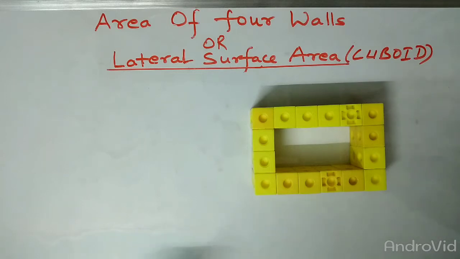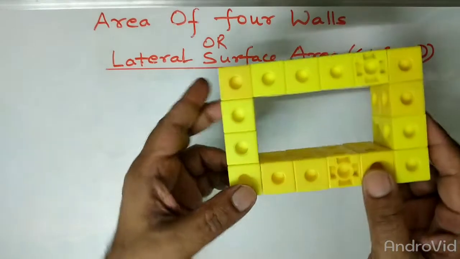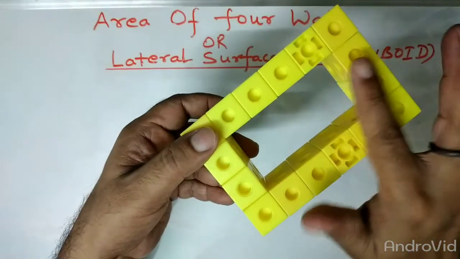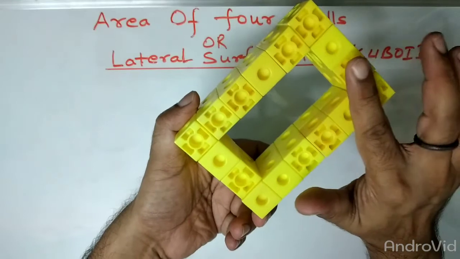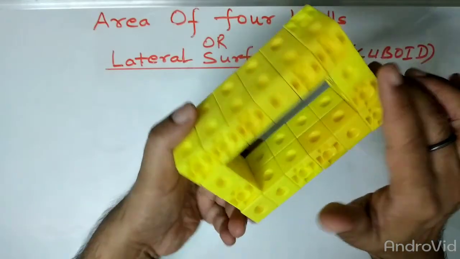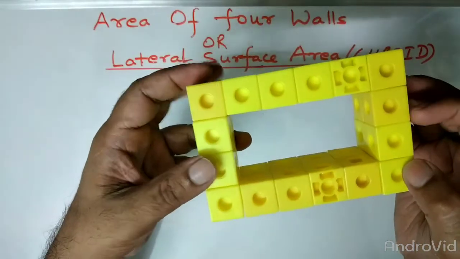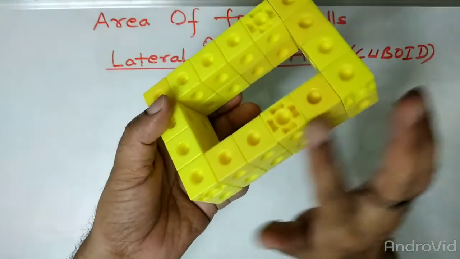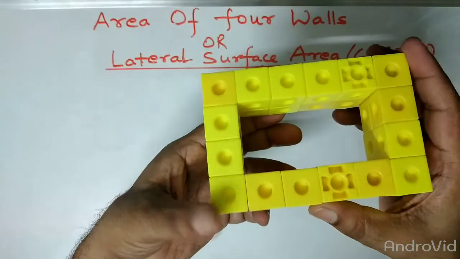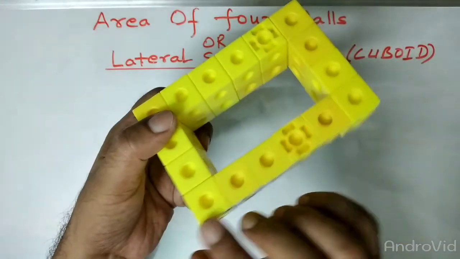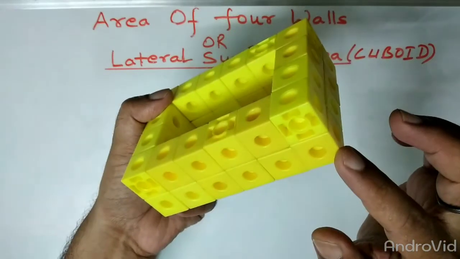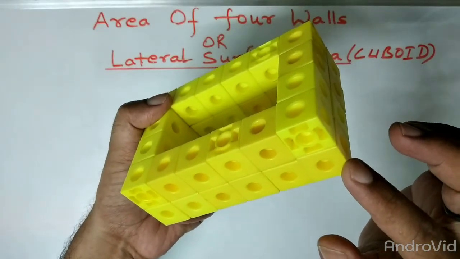So here you can see that I have taken a section of a cuboid, and we have not taken the top and the bottom part in this cuboid or cuboidal room. These are the side walls of this cuboidal room. This is the length, breadth and height of this cuboidal room.